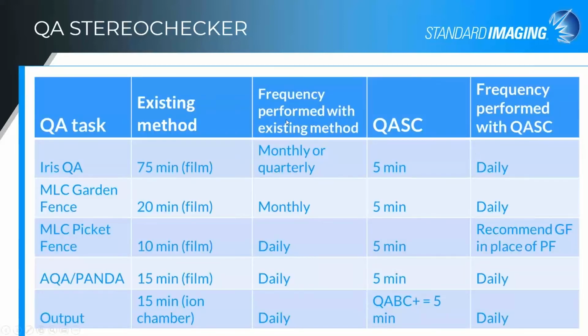Some of the QA tasks that are required for the CyberKnife are Iris QA, the MLC garden fence, picket fence, the AQA test, which we call Panda in ours, and then output. With film and an ion chamber, it takes quite a bit of time each day or monthly if you're doing these monthly ones. But with the stereo checker, you're reduced to 15 minutes for a daily. You could do all of it daily and be done within half an hour.